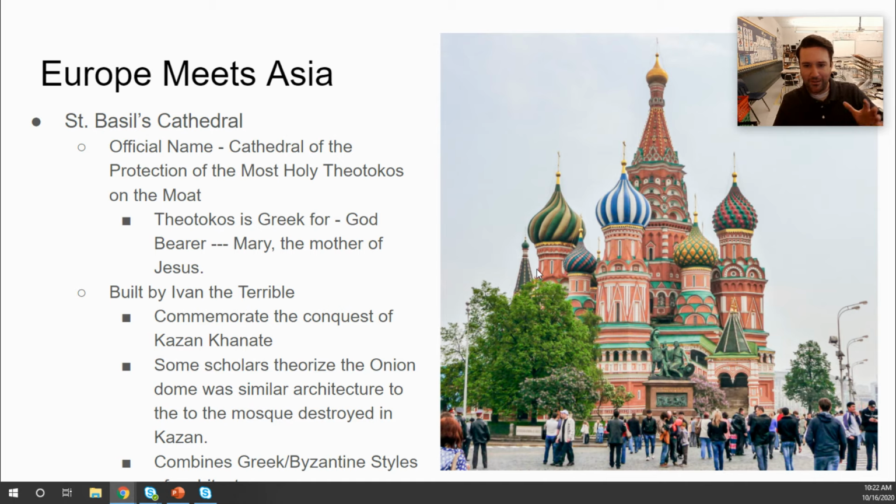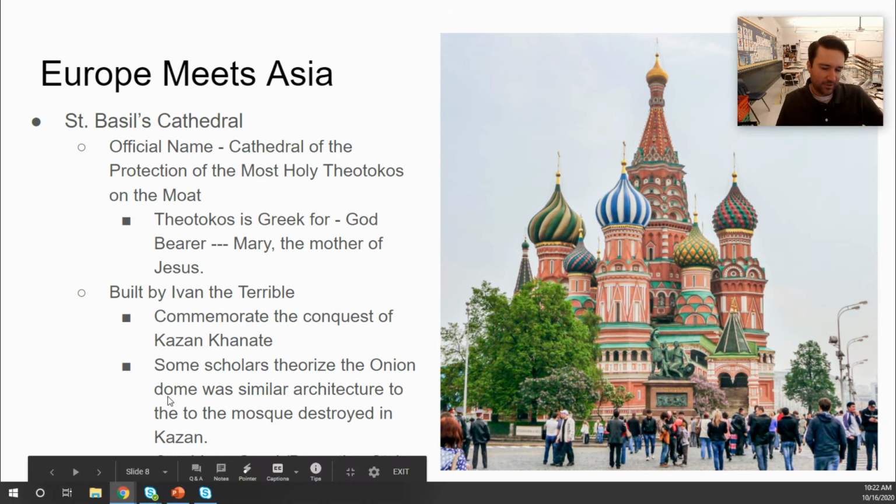All these bright and beautiful colors were not originally there. They were added later on in the 17th and 18th century. But that is still a very beautiful cathedral that is found in Russia today.